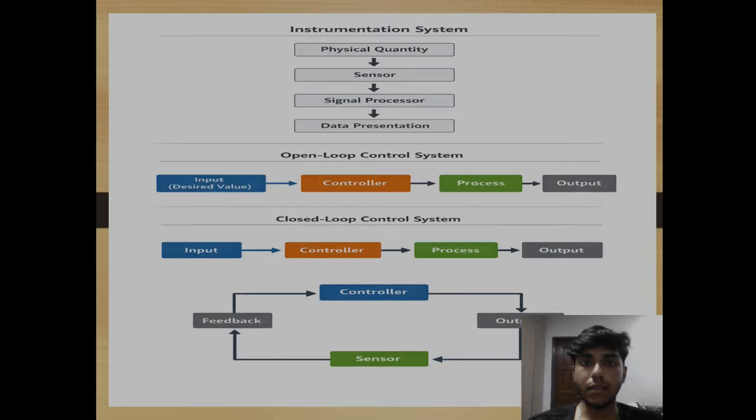This is the diagram for open loop and closed loop systems. As you can see, there is no feedback for open loop while there is feedback for closed loop. And these are the structures.